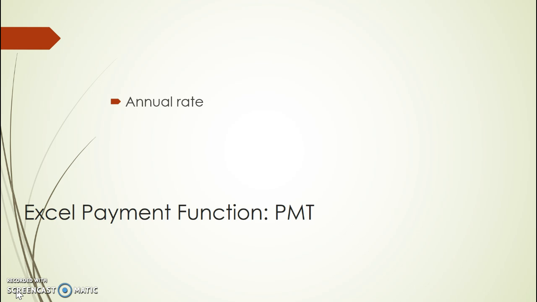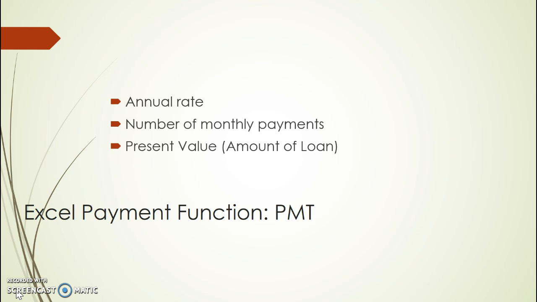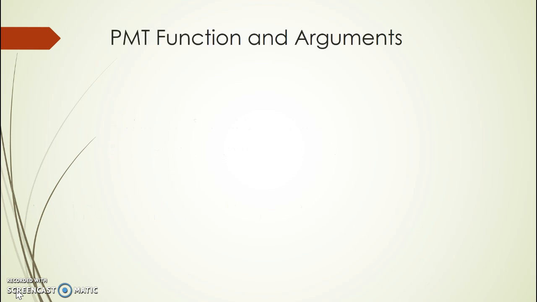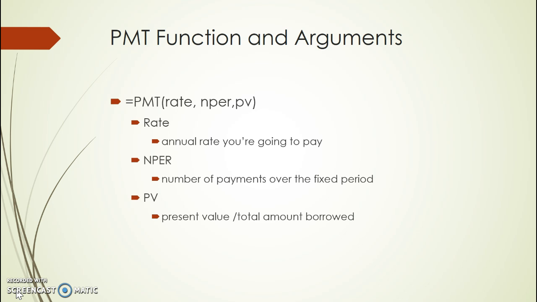In order to calculate the payment using the payment function, you're going to need some data points, including an annual rate, the number of monthly payments, and the present value. So the payment function and arguments are written as such. You're going to write the equal sign, PMT, and then there are 3 required arguments within the parentheses. You're going to need the rate that you're going to pay. You're going to need the number of payments over the fixed period, and you're going to need the present value or the total amount borrowed.